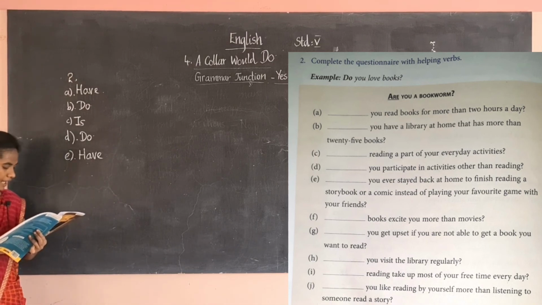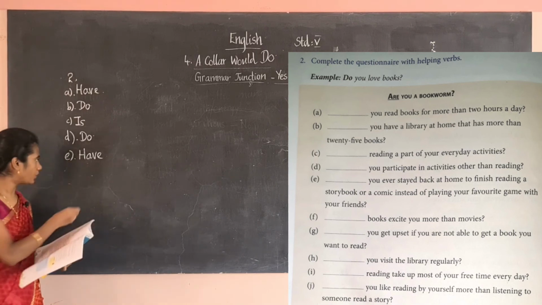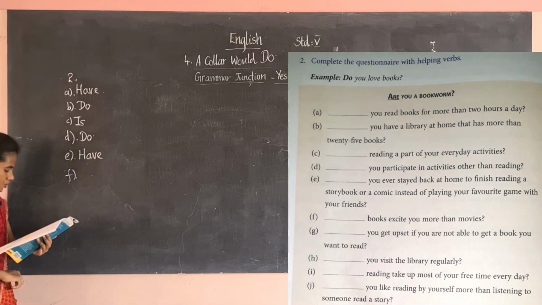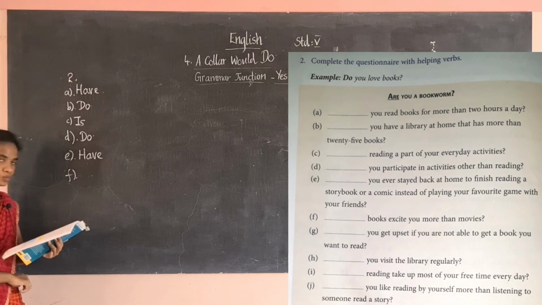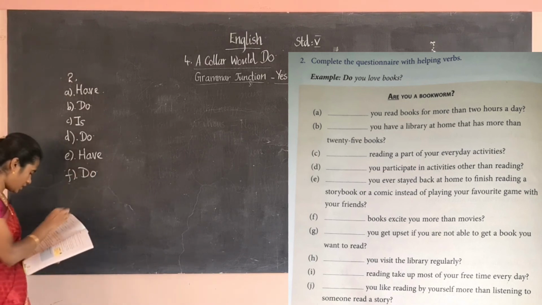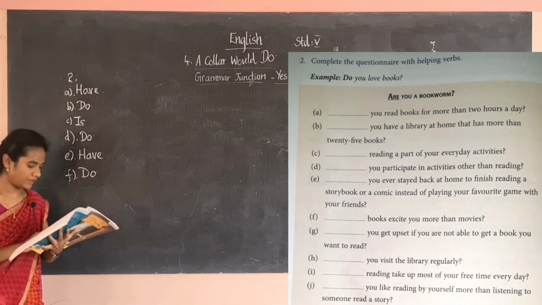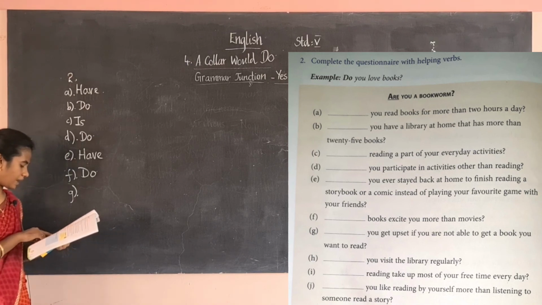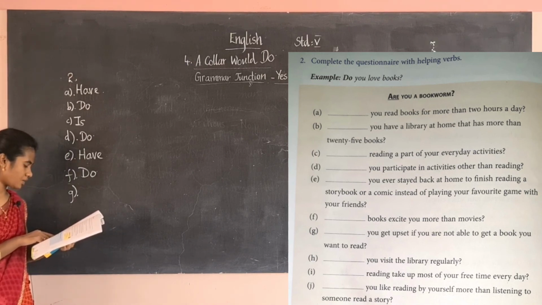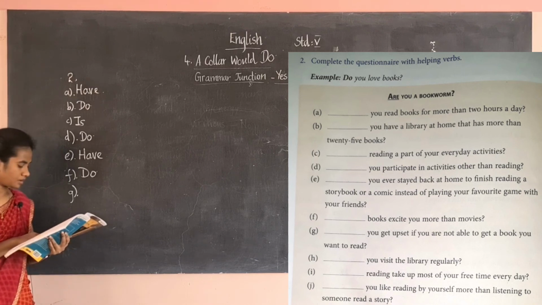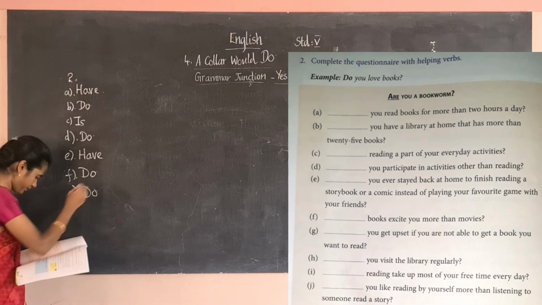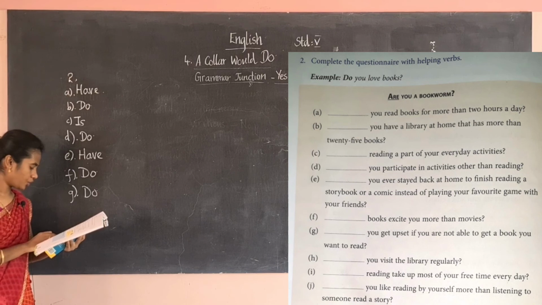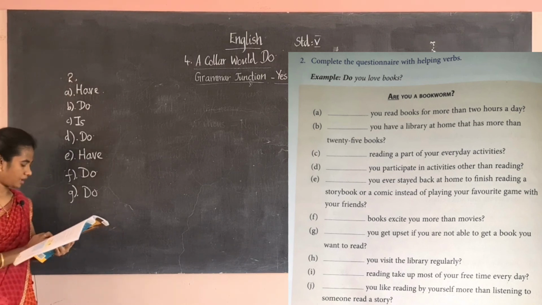The next one, F: dash books excite you more than movies. The helping verb is do. Do books excite you more than movies? Then G: dash you get upset if you are not able to get a book you want to read? The answer is do. Do you get upset if you are not able to get a book you want to read? Have you all understood?